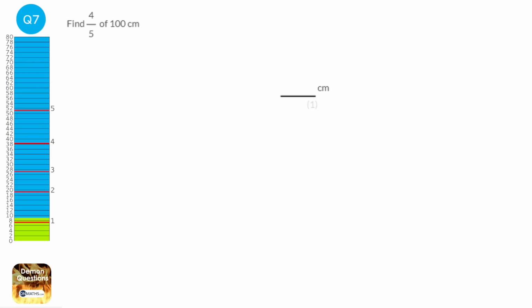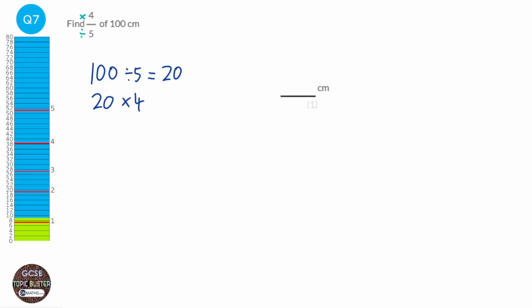To find the fraction of an amount, what we do is we divide by the bottom of the fraction and we times it by the top of the fraction. So the first one we're going to do is 100 divided by that 5, and that would be 20. Then we're going to get that 20 and times it by the top of the fraction. So 20 times 4 is 80. So our answer will be 80 centimetres.